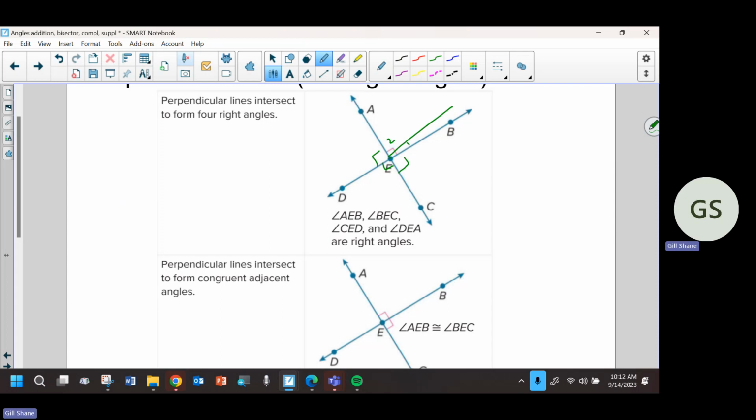Or the other way is I could do this. If I give you little markings that tell you the angles are equal, then you know they're equal. Same marking means they're the same measure. So somehow I have to tell you they're equal. They are not equal up here. Clearly they're not, but it won't always be that obvious.